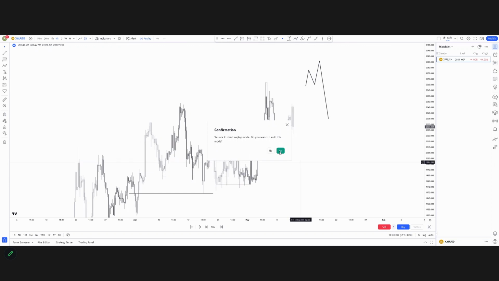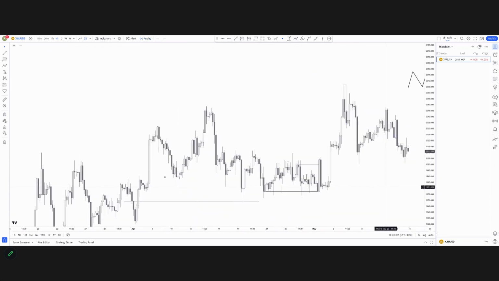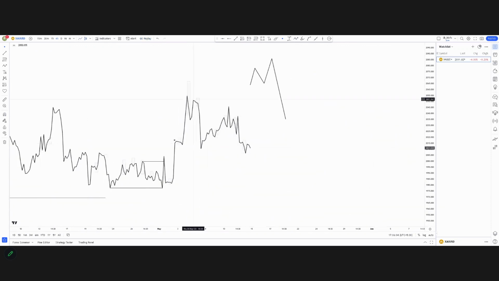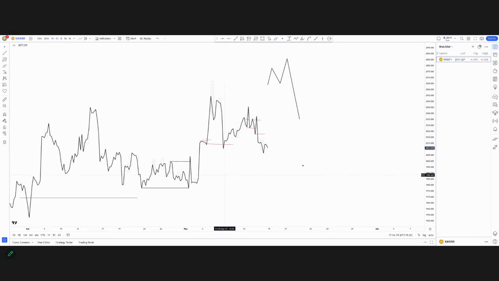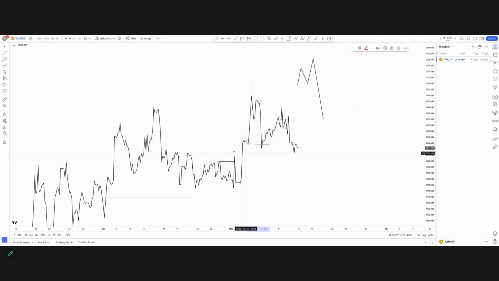How? Let me take off this one. You see here, sweep, sweep, sweep, sweep, and again sweep, sweep, sweep, sweep. 4 hour is creating many obstacles here. Yeah, it's creating obstacles, but still we are bullish. So I'm anticipating the price to go higher.